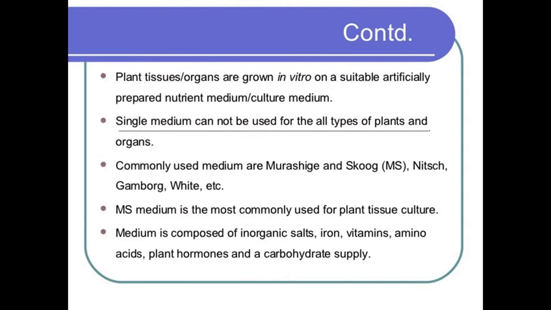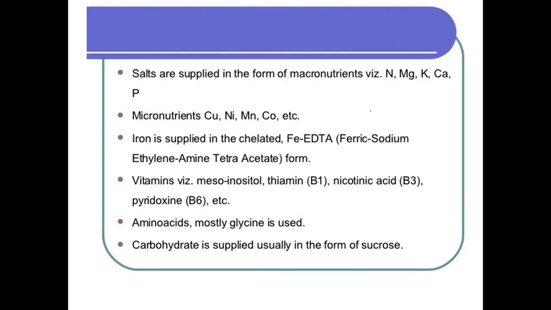A single medium cannot be used for all types of plants and organs, because each and every cell has a different genetic mechanism, as I already told you in the last slide. The commonly used medium for tissue culture is MS medium, and it is composed of inorganic salts, iron, vitamins, amino acids, plant hormones, and the carbohydrate supply in the form of sugars. So these salts, the majority macro and micronutrient salts, are at different concentrations. So we have to prepare stock solutions for the macro as well as the micronutrients.